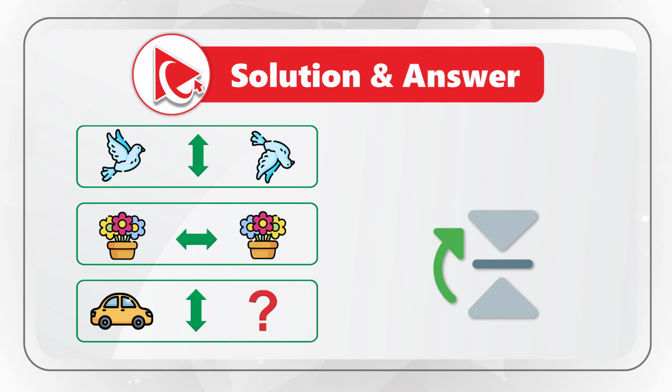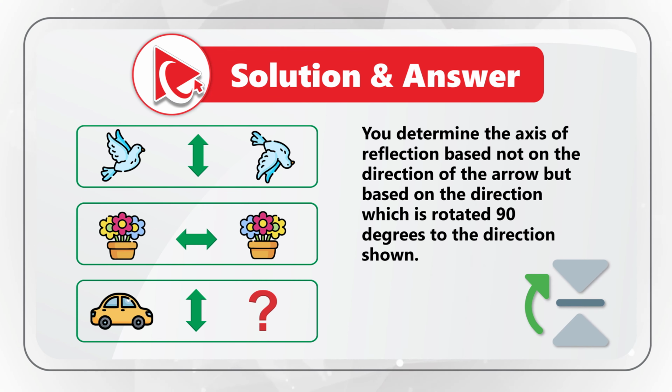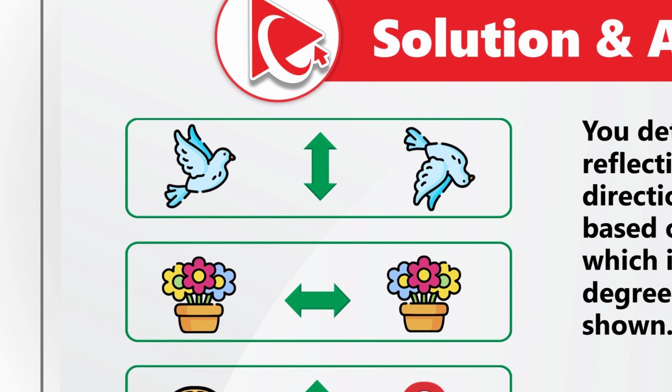You determine the axis of reflection based not on the direction of the arrow, but based on the direction which is rotated 90 degrees to the direction actually shown. Let's look at the actual example. Because the direction of the first arrow in the first row goes from top to bottom, the pigeon actually is reflected horizontally, not vertically. And to get to the correct answer, you need to rotate the pigeon 180 degrees.